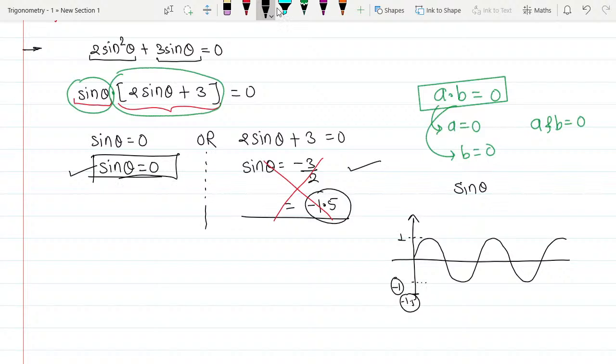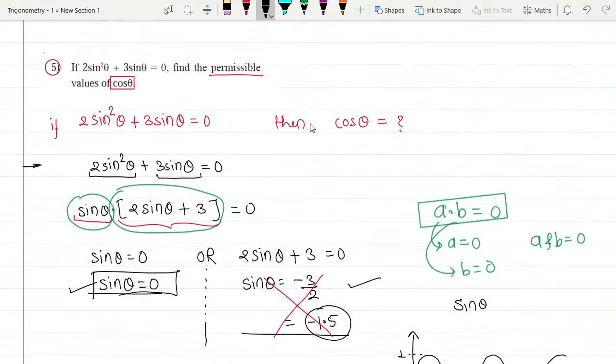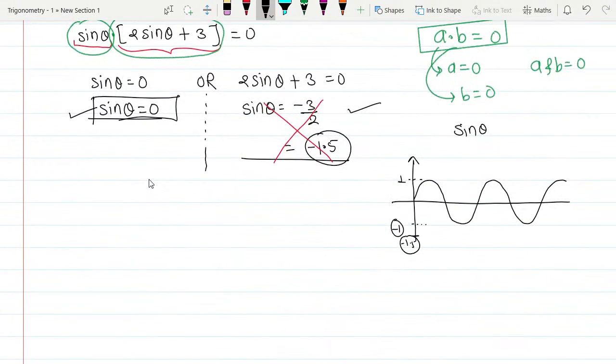Now what they are asking us to find out is, from this, get the value of cos theta. If sin theta is equals to 0, then what could be the value of theta? See, this is what we have, the sin theta. In this figure of sine, tell me at what all points your sine is 0. So sine is 0 here, it is 0 here, it is 0 here, it is 0 here, and so on and so forth.